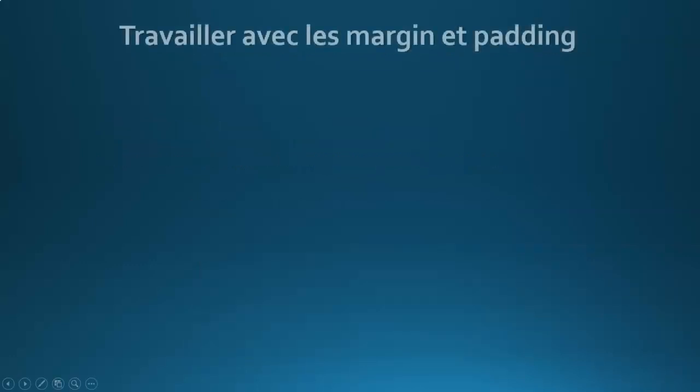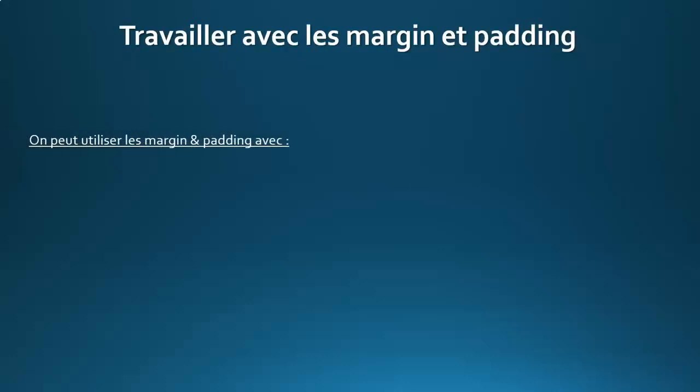Then, how to work with the margin and the padding. So in fact, you can use them with one value for all the borders. That is to say, for example, if you put a margin at 20 pixels, it will be applied to all the borders, whether they are on the top, the right, the bottom, or the left. There will be 20 pixels of margin.